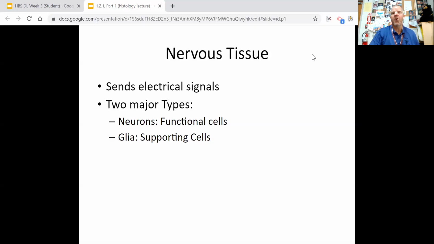Surrounding neurons are called glial tissue. I remember glial tissue because there used to be a show that I used to love to watch about this teenage glee club, and they would all support each other. And so these glial cells, these are cells that are holding the neurons in place, and they are supporting the neurons.